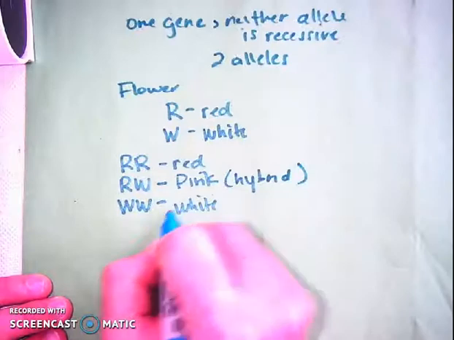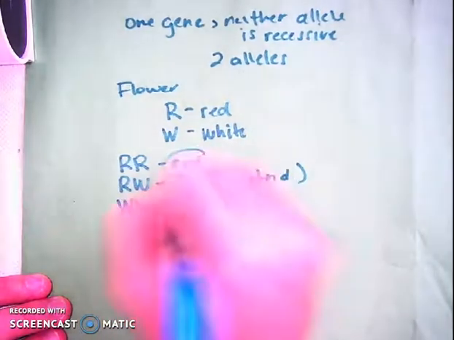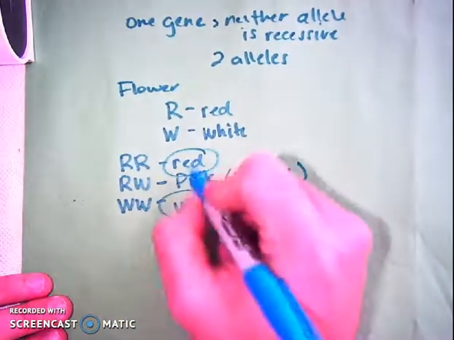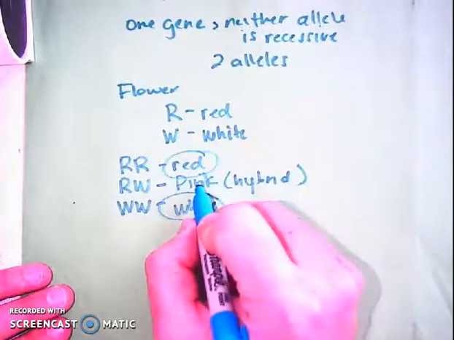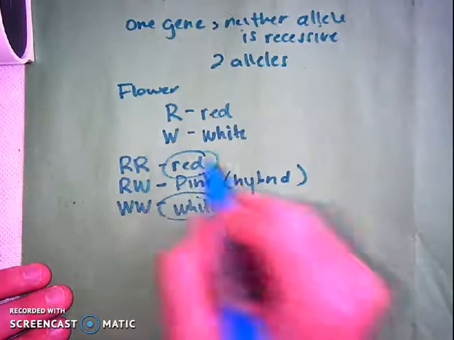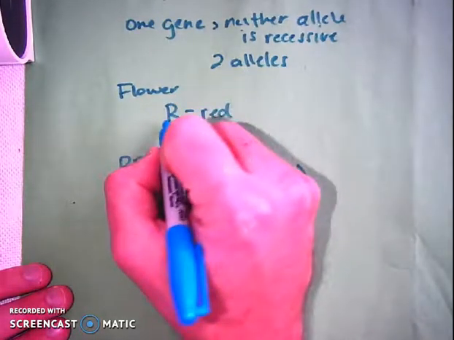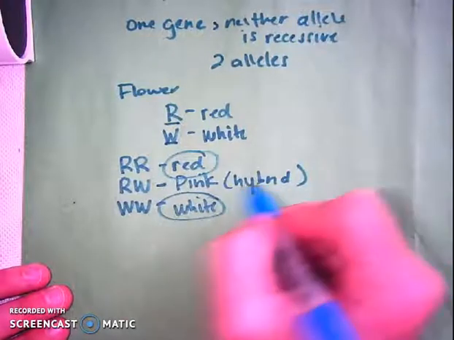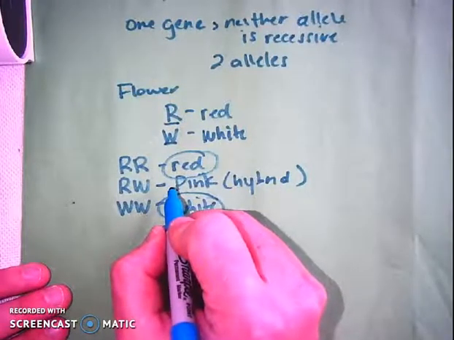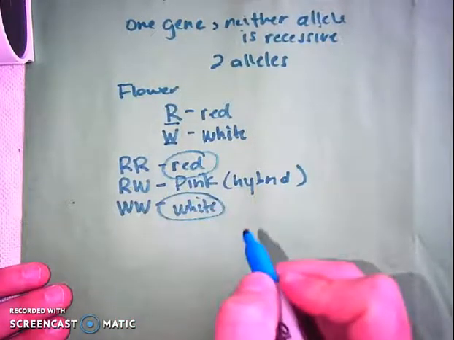You look at the ones that are the extremes, in this case white and red. Those are the ones that actually get the allele combination. There is no allele for pink. There is no capital P. There are still only two alleles, the R and the W. But the hybrid, or the heterozygous state, is the one that is going to get you to that pink phenotype.